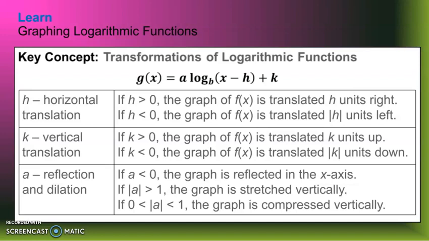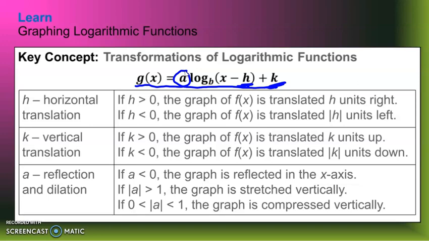So we have g of x, which is referring to the transformation of a logarithmic function. So g of x equals a times log base b of x minus h, plus k. Now some of this should look familiar because this is the same format you would have when dealing with transformations in quadratic or absolute value functions. h is our horizontal translation, k is our vertical translation, a is our dilation. And if there's a negative involved with our a, then there is a reflection involved.